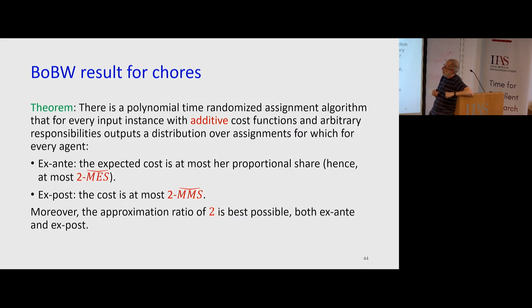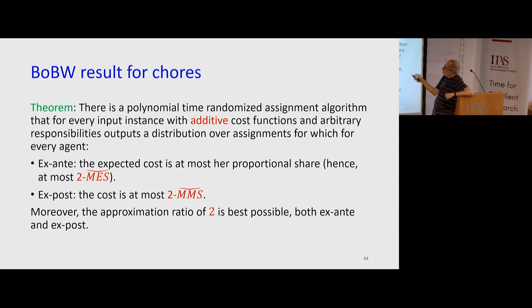So for chores, with additive costs, we do have a best of both worlds result, unlike for goods. There is a polynomial time randomized assignment algorithm that for every input instance with additive cost functions and arbitrary responsibilities, outputs a distribution over assignments for which every agent has the following. Ex ante, the agent gets a cost of at most her proportional share. If you compare the proportional share to this upper bound, this MES rounded down, it's at most twice of this, because if your responsibility was almost 1, it was rounded down to half. So it's a factor of 2.